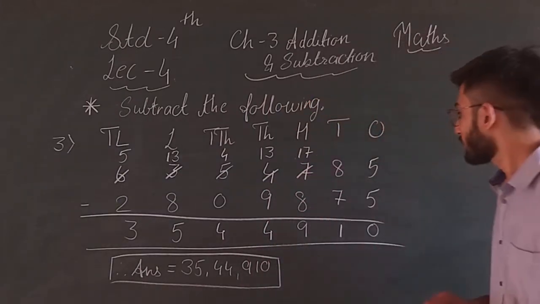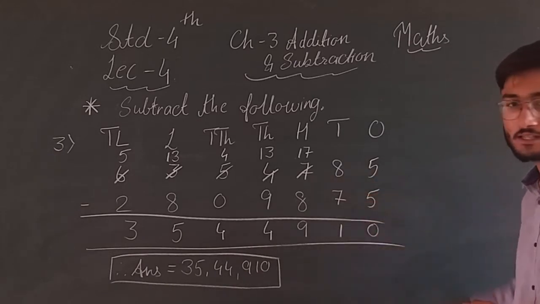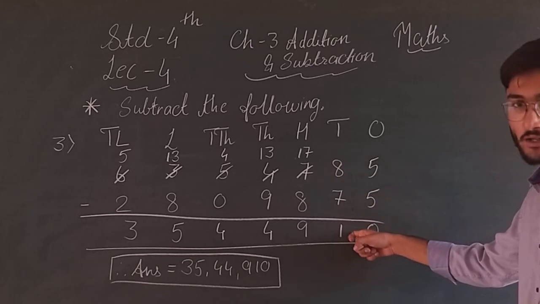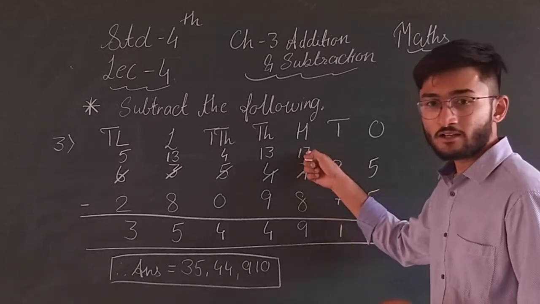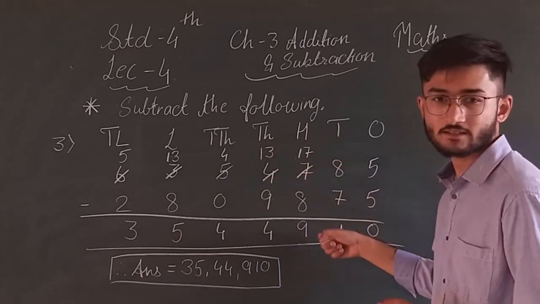Just look on the board. 5 minus 5 is 0. Okay. 8 minus 7 is possible. 8 minus 7 is 1. Okay. 17. 7 becomes 17. 4 will become 3. So 17 minus 8 is 9.